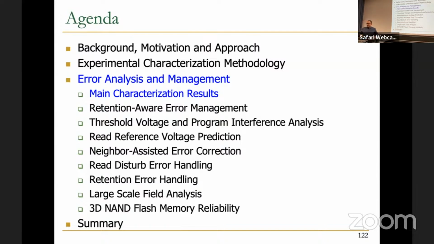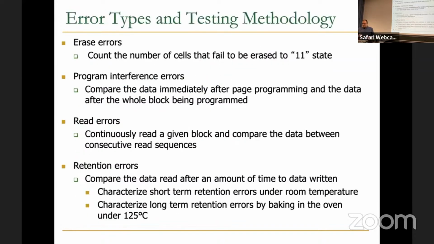Okay, let's see some main characterization results. So we have tested different error types, and here is the testing methodology. For erase errors, we count the number of cells that fail to be erased to the 11 state. So when you want to erase, you want to get to this state, essentially 11, right? And we count the number of cells that couldn't reach this state.